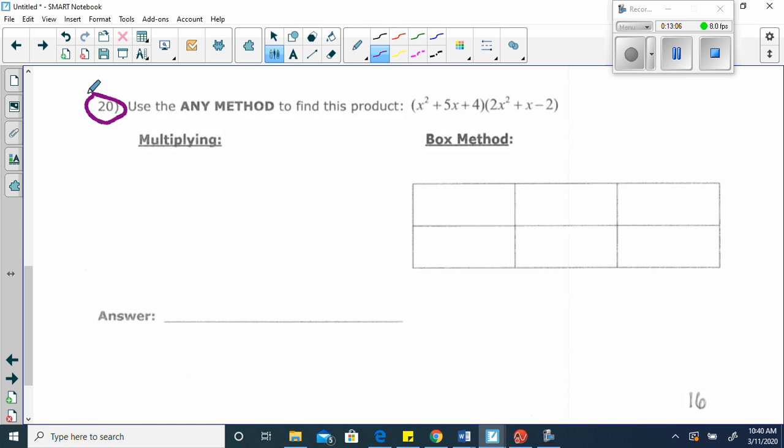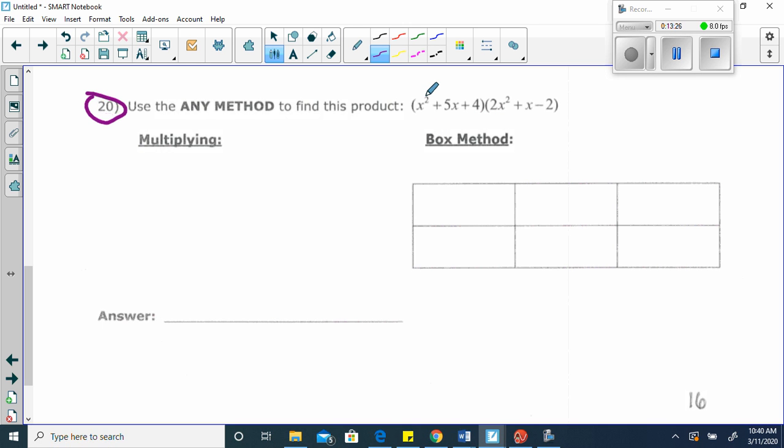Okay, and now I'm going to do number 20. I'm going to show you how to do a trinomial times a trinomial. I'm not going to rewrite this one down here. I'm just going to start by showing you up here how to do it by hand, and then I'll show you the box method. We are going to have to add another row down here, so we will do that as well.